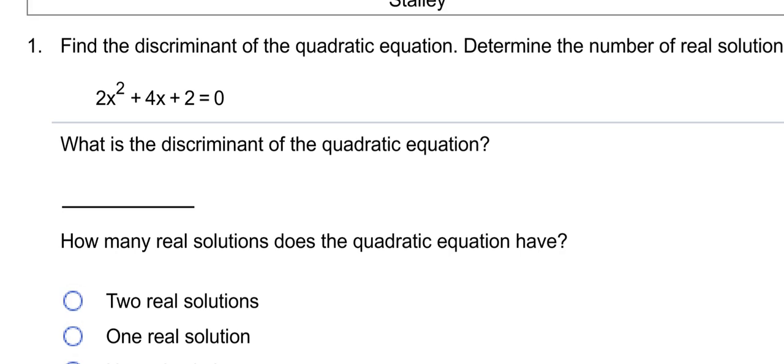Okay? We're also not going to graph. We're going to use a different plan. From the process of completing the square, there is something called the quadratic formula.